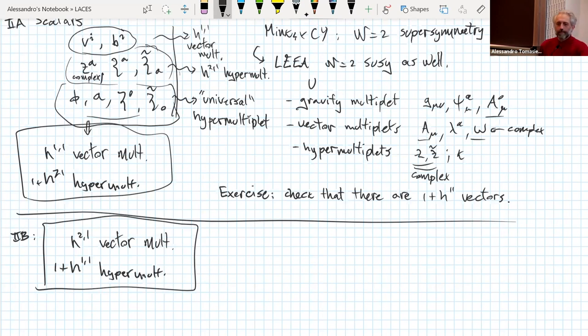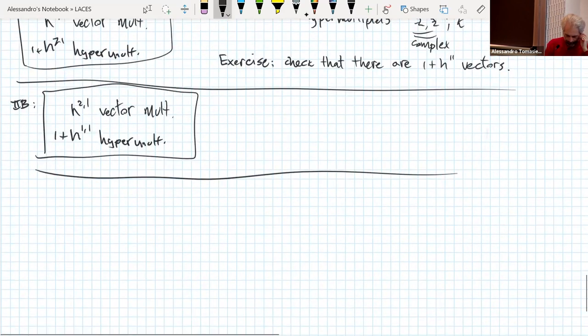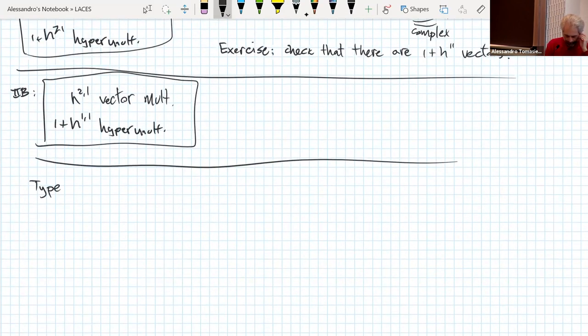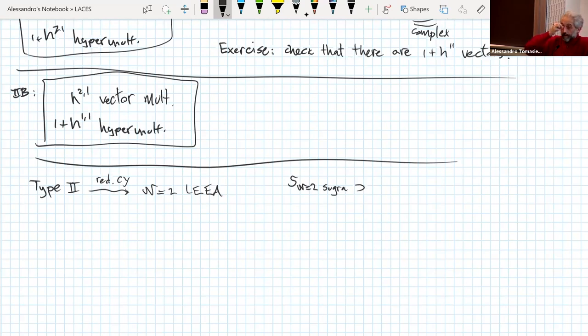So first of all, something I can tell you is that the kinetic terms... okay, let me summarize what I just said. Type two reduced on a Calabi-Yau should give this N=2 effective action. First of all, a couple of things about this. An N=2 action. Well, perhaps I can just write it. It's not that long.